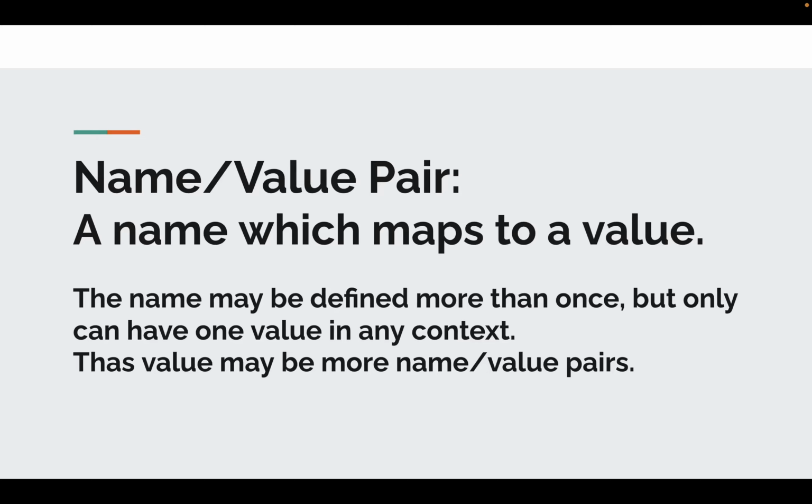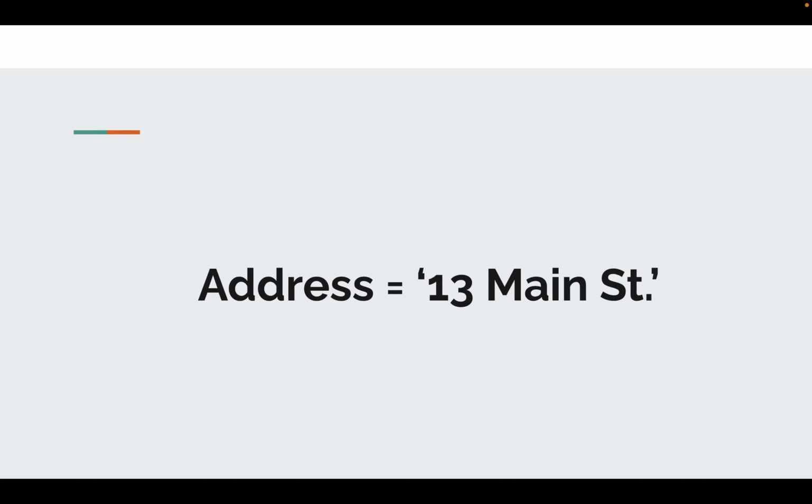A name-value pair: a name which maps to a value. That sounds simple, but you could have the same name being used in different contexts, but that name can only have one value. The interesting thing is that the value itself might be other name-value pairs. So, for example, this is a name-value pair. This name is address and the value is 13 Main Street. Again, very simple.